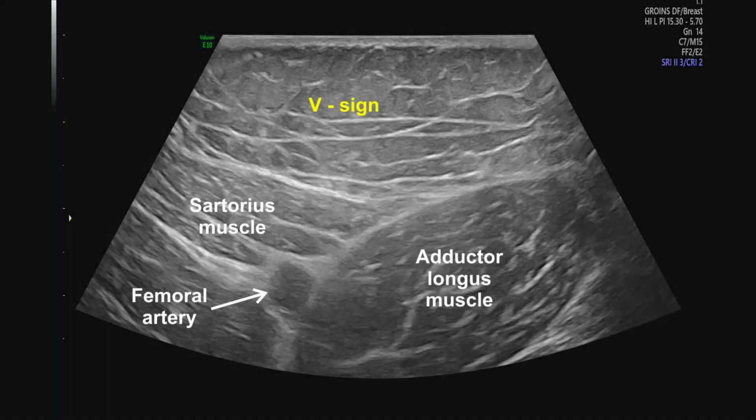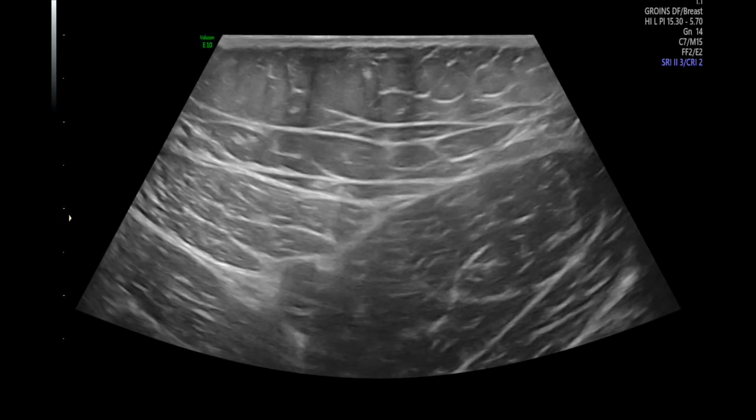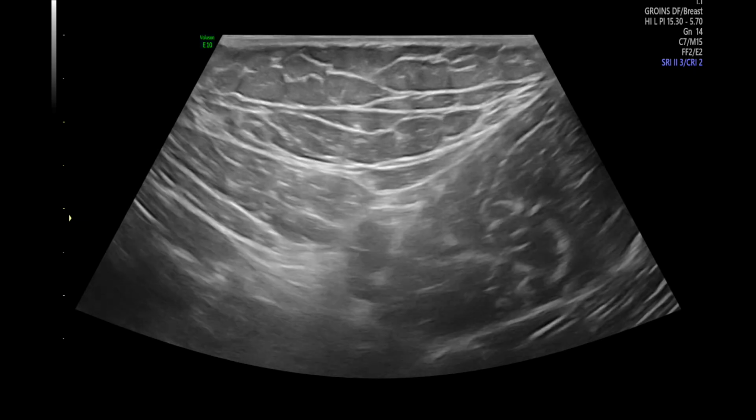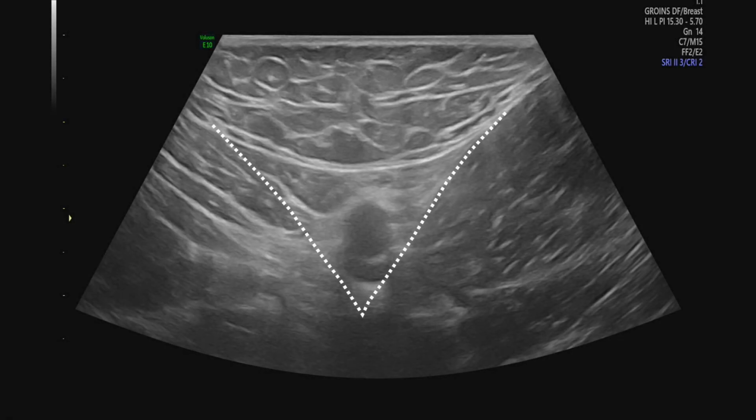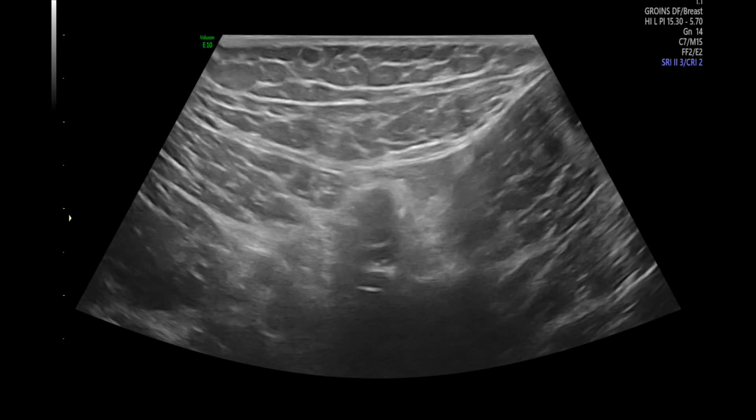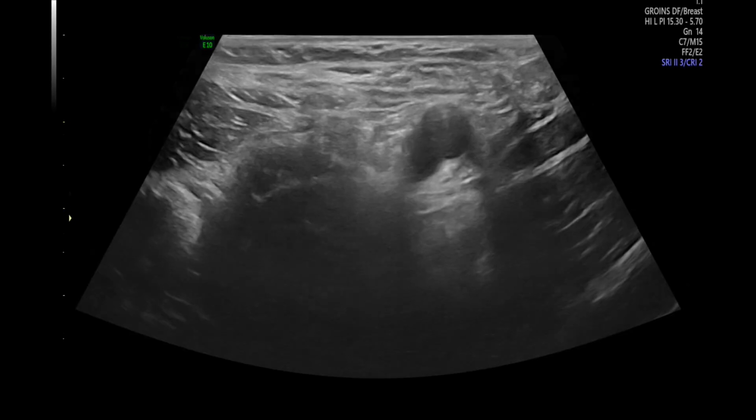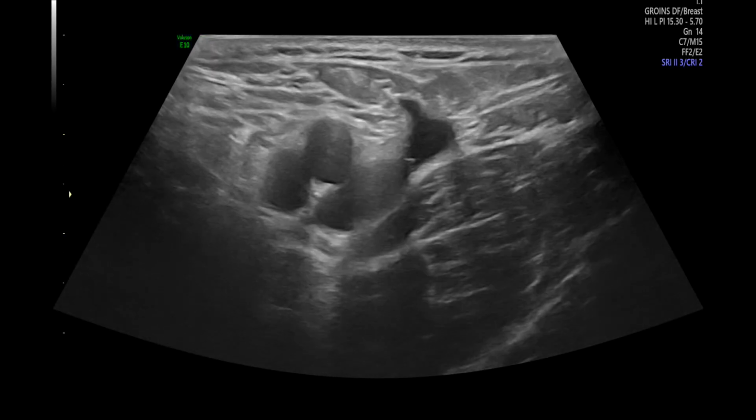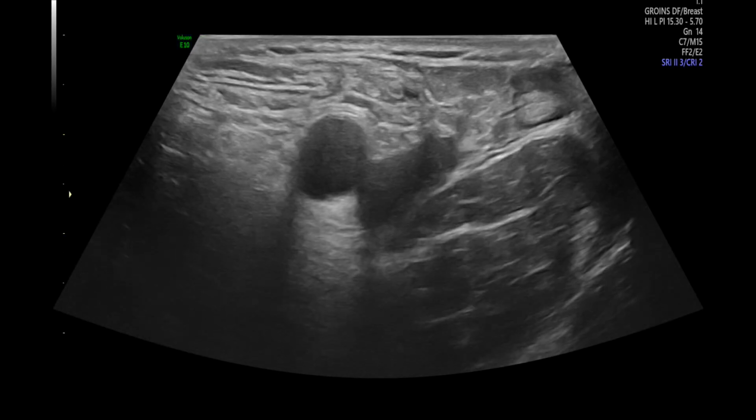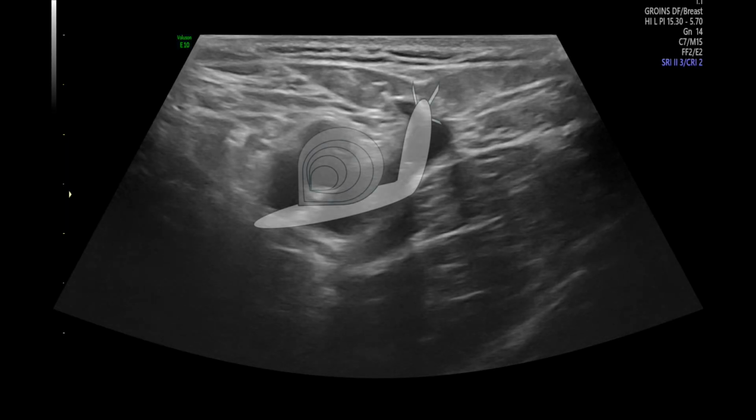On ultrasound, the first landmark is the valley or V sign that is formed by the intersection of the sartorius and adductor longus muscles. Moving upwards in the transverse plane, reaching the center of the triangle at the saphenofemoral junction, the second landmark is visualized, the snail sign.